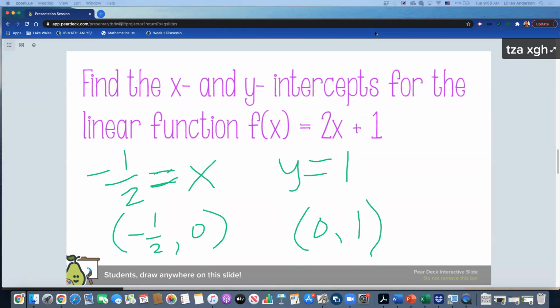Both. No, the coordinate points. It's the coordinate points, because x and y intercepts are actual points. Now if it asks you for the x value of the x-intercept or the y value of the y-intercept, then yes, x equals -1/2, x equals 1 will be fine. But since it asks you for the intercepts, remember they are points, so you need to make sure that you write them as such. Okay?